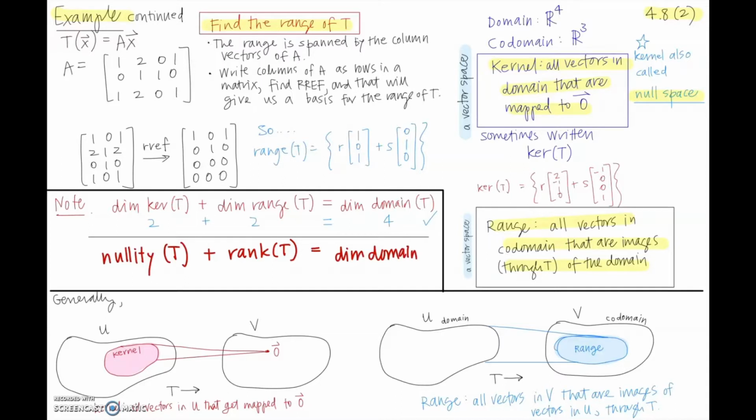This is a famous theorem called the rank nullity theorem: the rank of a transformation plus the nullity of the transformation will always equal the dimension of the domain, the vector space that you start with.